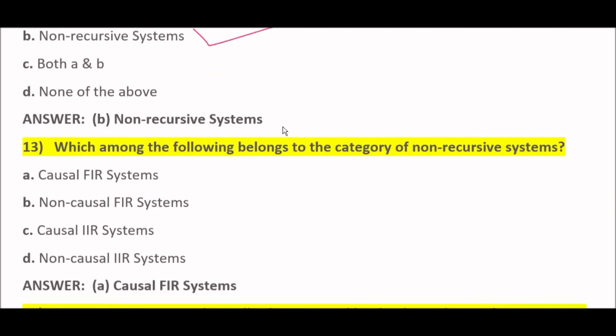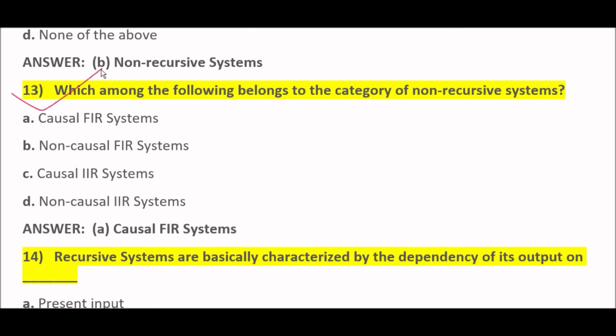Okay. Next question. Which among the following belongs to the category of non-recursive systems? So correct answer here is option A, causal FIR systems. Okay.